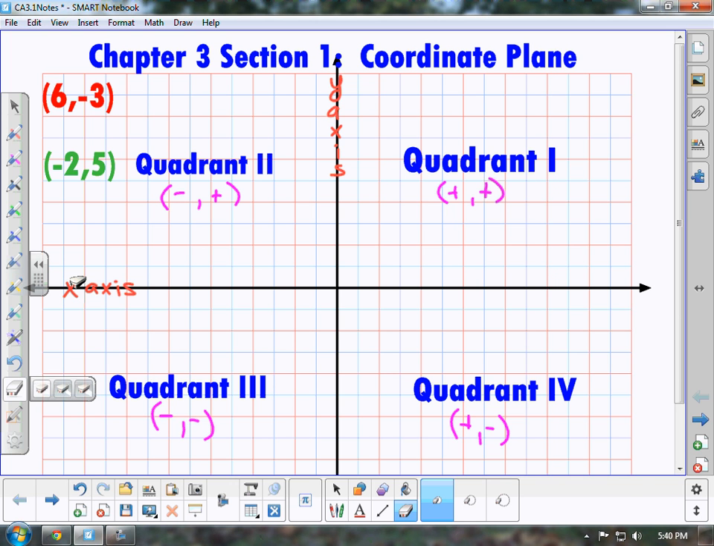And so, plotting this point 6, negative 3 would be to the right 6 and down 3. And so there is our coordinate. Plotting negative 2, positive 5 would be 2 to the left and 5 up. And so that would be the coordinate.